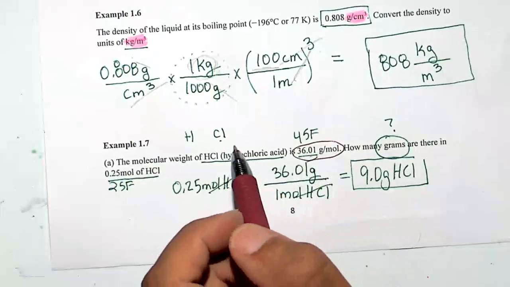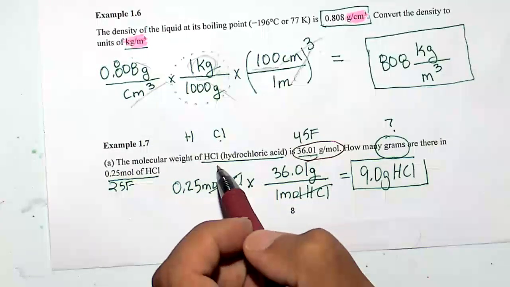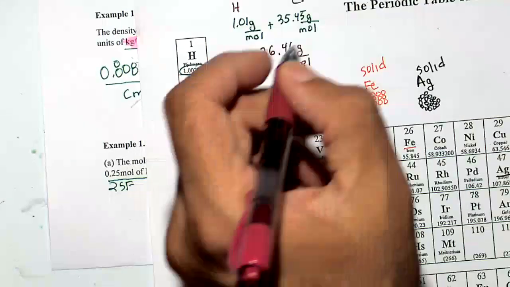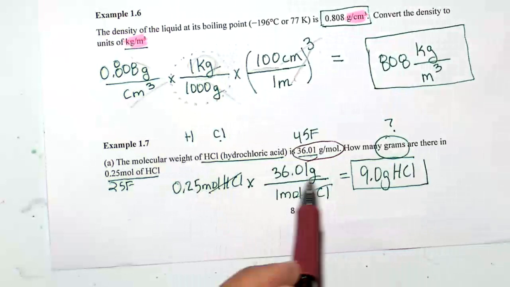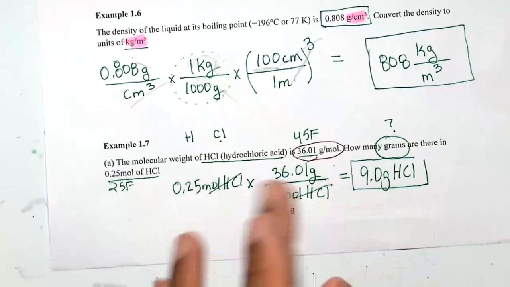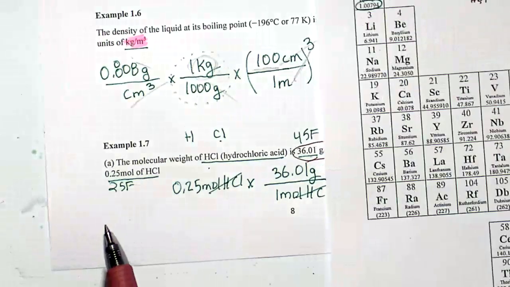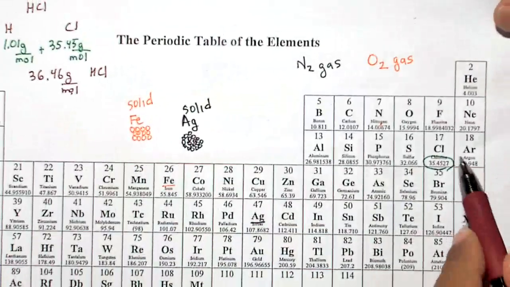I'm a little bit off because I did this off the top of my head. I don't have the exact numbers memorized. But yes, this is the molecular weight. So the molecular weight of HCl is 36.46. Because I did this off the top of my head, I wrote 36.01. Okay, but this is the idea. The molecular weight of a compound, you add these numbers. You add the bottom numbers.